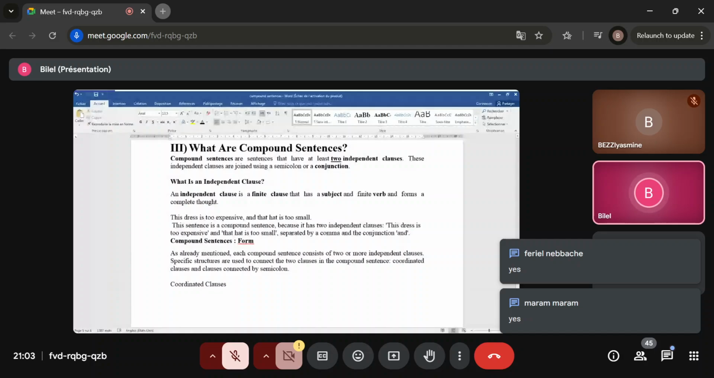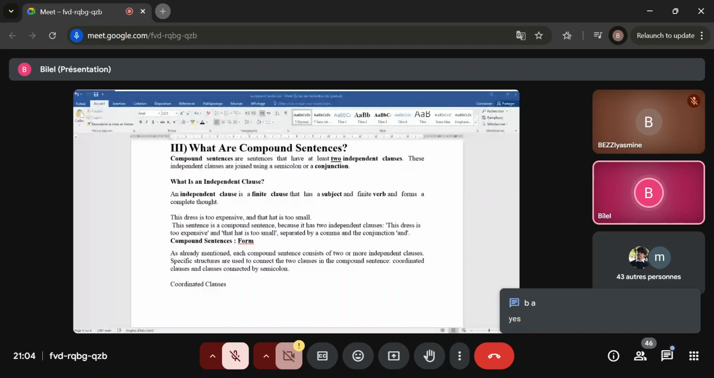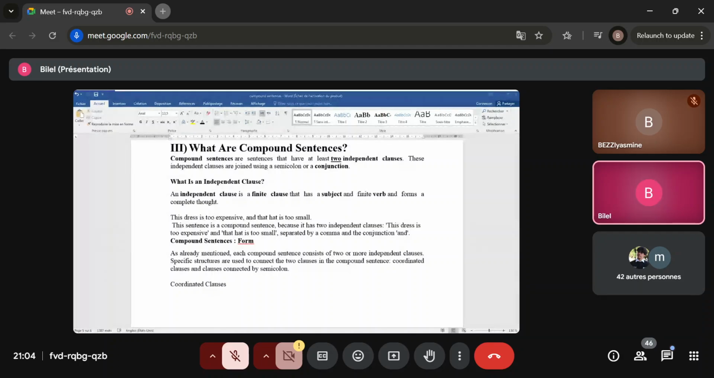So, what are the compound sentences? As I said, compound sentences are sentences that have at least two independent clauses. These independent clauses are joined using a semicolon or a conjunction.